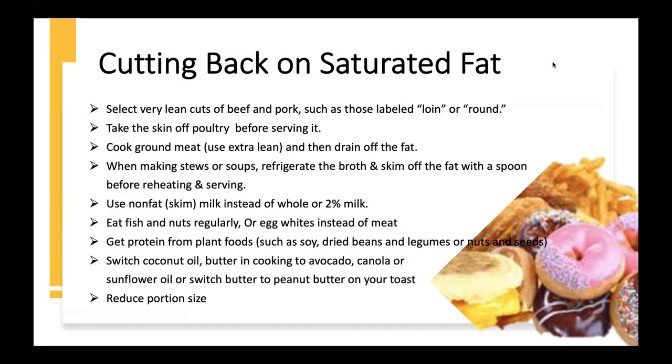And when you do cook with fat, choose healthy liquid vegetable oils. You can switch coconut oil or butter in cooking to avocado, canola, or sunflower oil, or switch butter to peanut butter on your toast. Make salad dressing mostly with olive, walnut, or pecan oil. You can also reduce your portion size. If you currently have a large portion of meat, work slowly to bring that portion down closer to the size of a deck of cards, which is approximately 3 ounces.